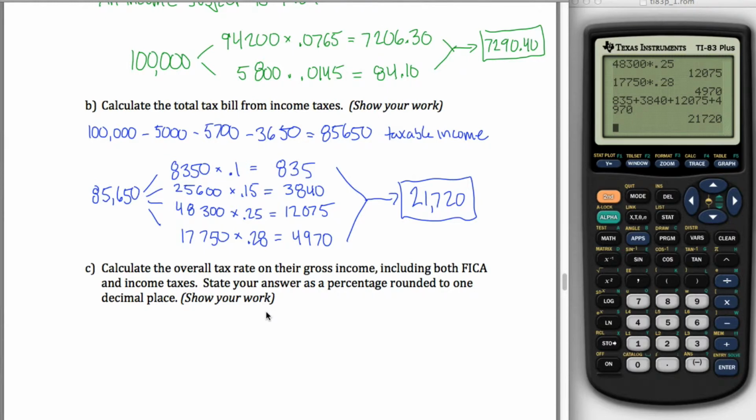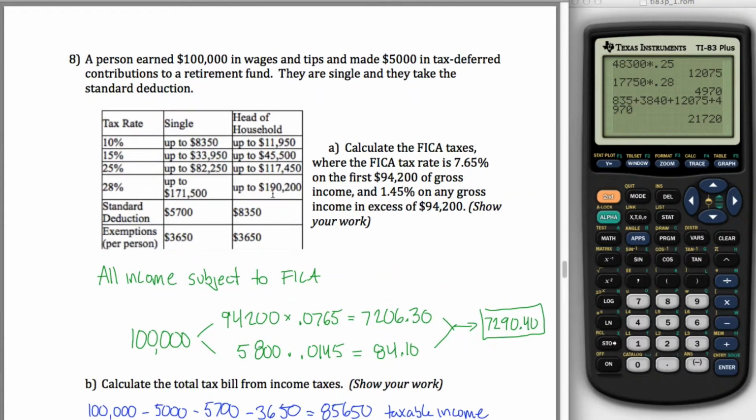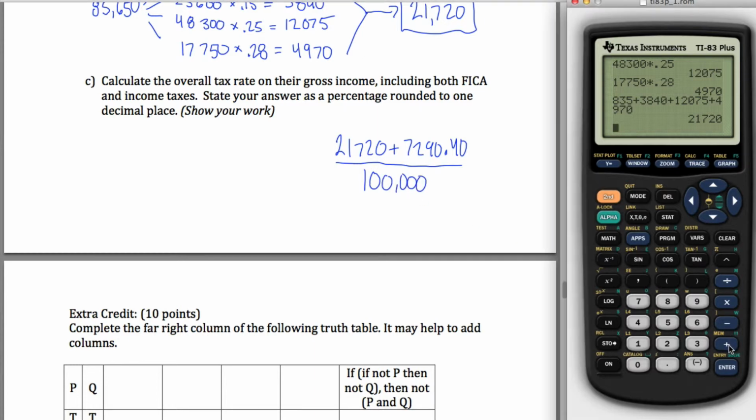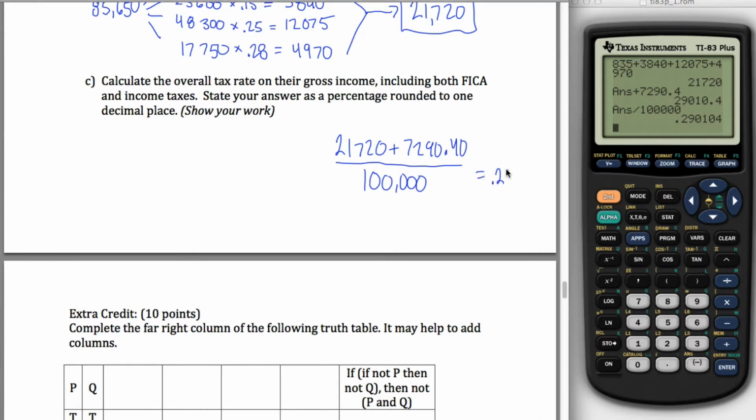That's a hard problem. Calculate the overall tax rate on gross income. So the overall tax rate is the amount you were taxed. So 21,720 plus 7,290.40. The total amount you were taxed divided by your gross income. Not your taxable income, but your gross income. The overall tax rate on your gross income. Gross income was 100 grand. So if you do this answer we just had plus 7,290.4, and you get that answer and you divide it by 100,000, you get 0.2901, and we want it as a percentage rounded to one decimal place, so we get 29.0%.